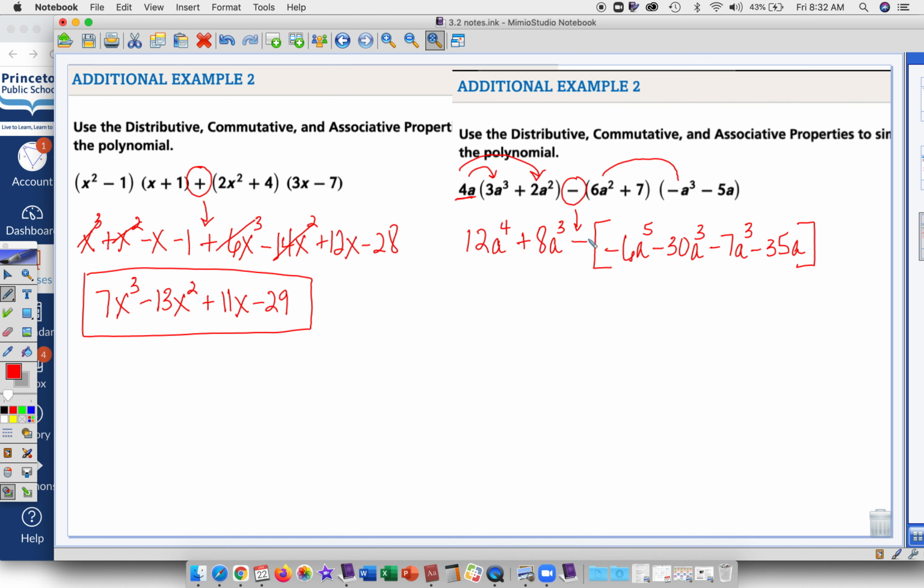Okay, my next step now, I'm going to take care of this subtraction symbol. I'm going to distribute, think of it as distributing a negative 1 over all three terms. So I have a minus times a minus. Negative times negative gives me a positive 6a to the 5th. Again, all my signs are going to change. So since they're all negative, they're all going to change to positives.